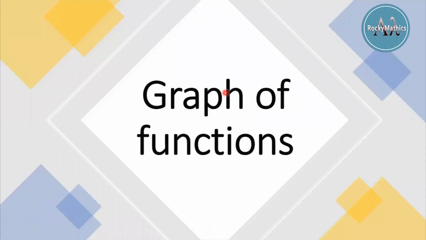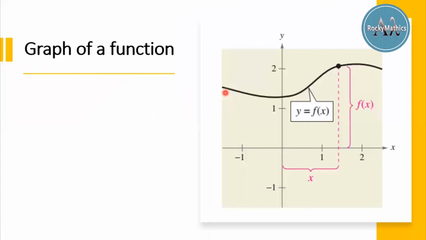Our discussion for today is about graph of functions. Take a look at this illustration. As you can see here, we have the xy plane. We have the x-axis that consists of the x values, and the y-axis that consists of the y values. We also have y is equal to f of x. The graph of y is equal to f of x is this one.